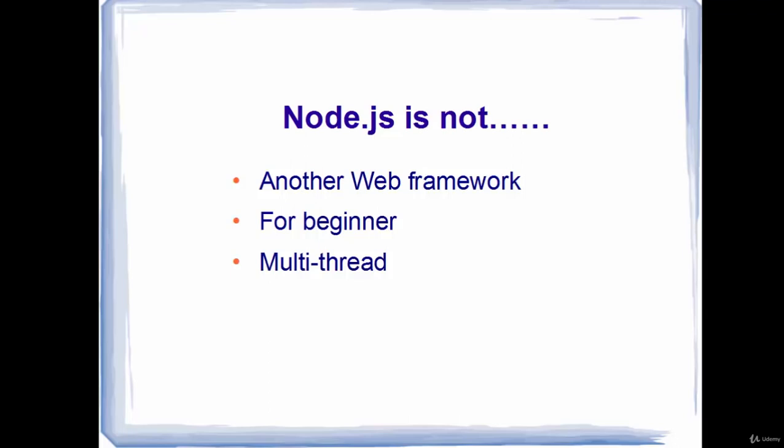And most of the time, if you think about servers, you may link servers with multi-threaded applications, but Node.js is not a multi-threaded application. It uses the concept of asynchronous IO, which we will also see in later videos.